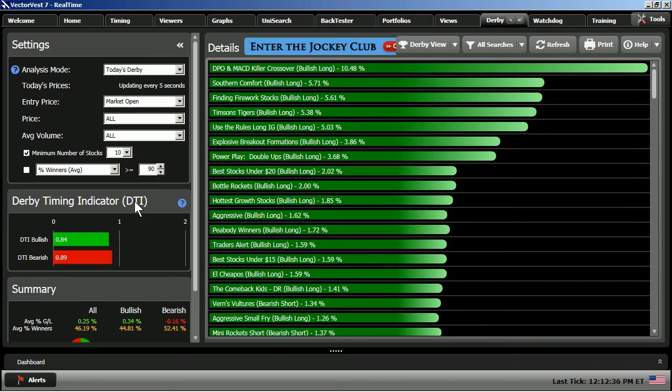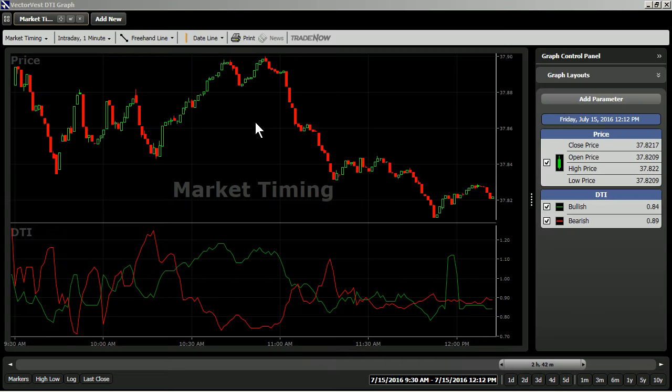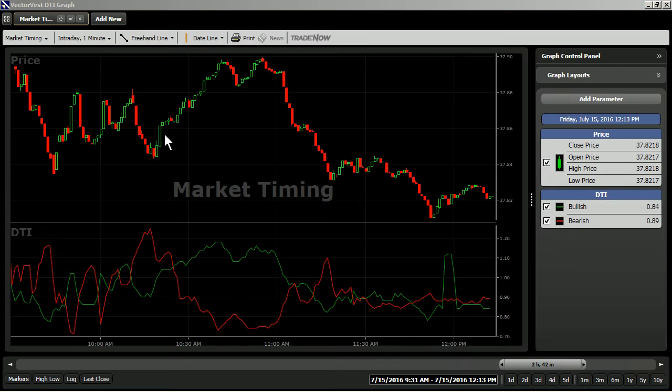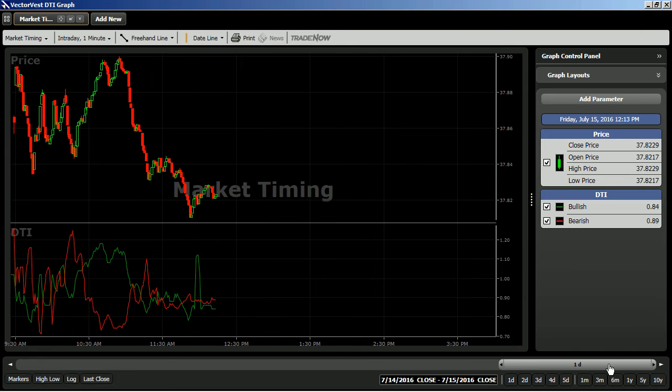So again, the Derby timing indicator, brand new feature here, scaled on a 0 to 2 basis. We can see that today both are below 1. So I mentioned earlier that today is a tug of war type of a day and really representative of toppy markets. If I click on that indicator, that's going to open up a market timing graph, okay, with the VectorVest composite up at the top and both indicators, the bullish and the bearish Derby timing indicators, at the bottom here. Bullish indicator is in green, bearish indicator is in red. I'm just going to click on 1 day so we can just get a look at today's action.